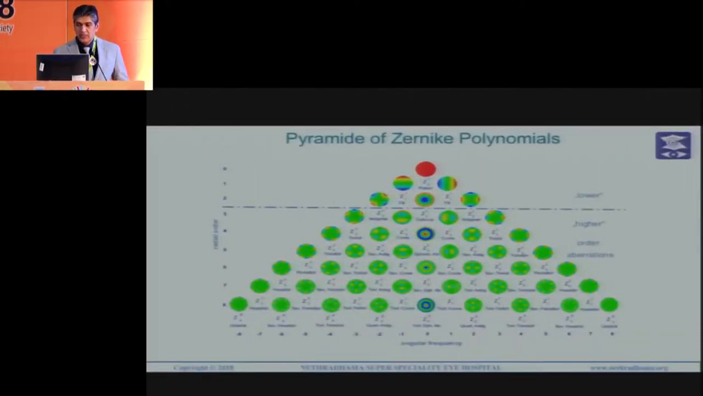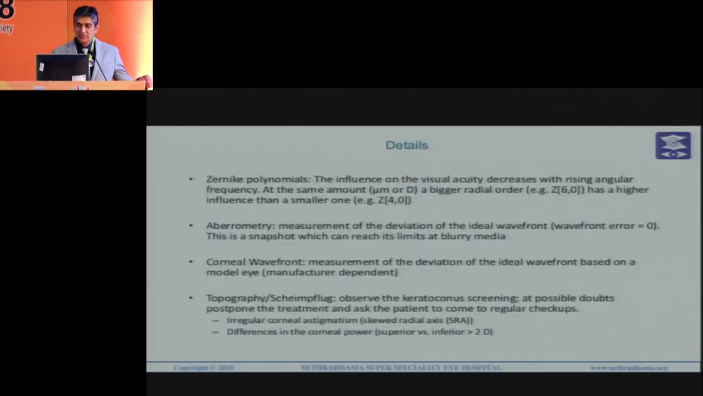We all know that the higher order aberrations are denoted by Zernike polynomials, and these are taken into consideration while designing the treatment. So if you look at the Zernike polynomials, the influence on visual acuity decreases with rising angular frequency, and at the same time a bigger radial order has a higher influence than a smaller one. So the bigger radial order actually in some systems can be eliminated to save tissue, like in the Schwind ORK-CAM. And ideally it is better to do an aberrometry which measures the deviation from the ideal wavefront.